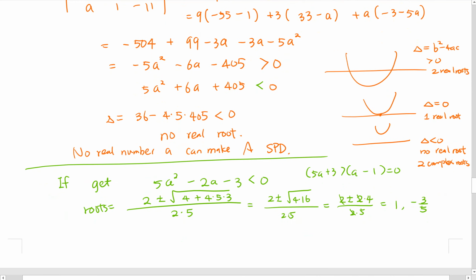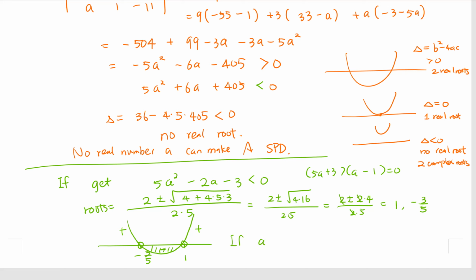Okay. So which means our parabola passes through minus 3 over 5 and 1. And this is the parabola because we are looking for less than, so we don't count the endpoints. Less than is right here. So this is plus, this is minus, this is plus. So then we can say if a is in the interval minus 3 over 5 to 1, then A is symmetric positive definite.